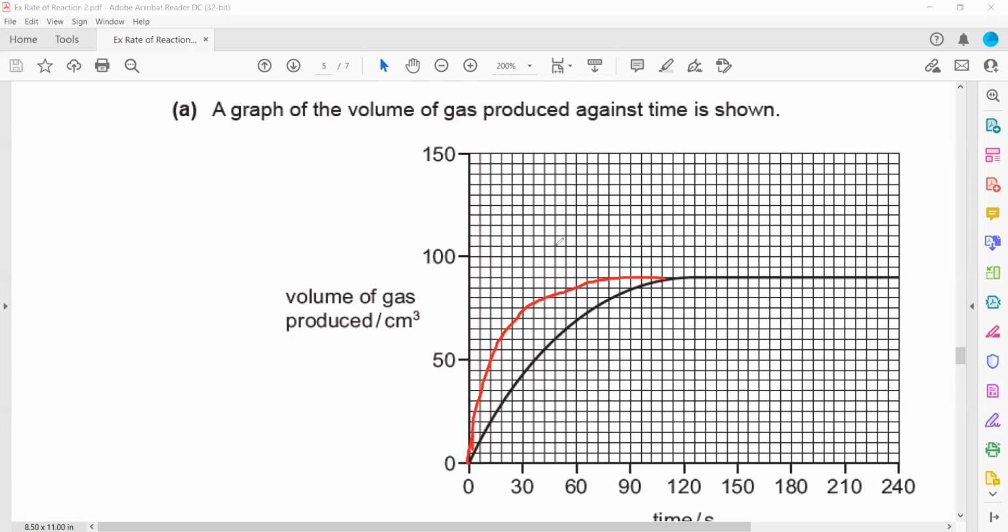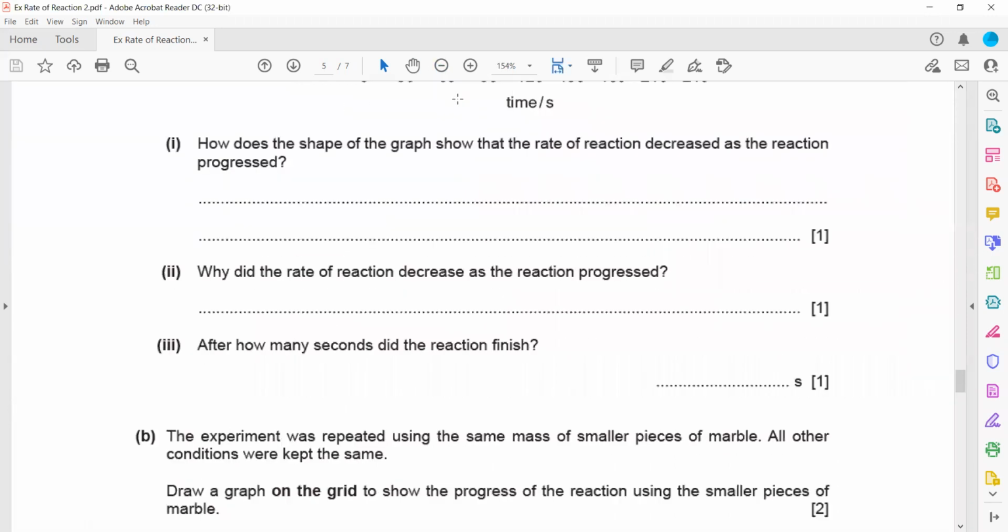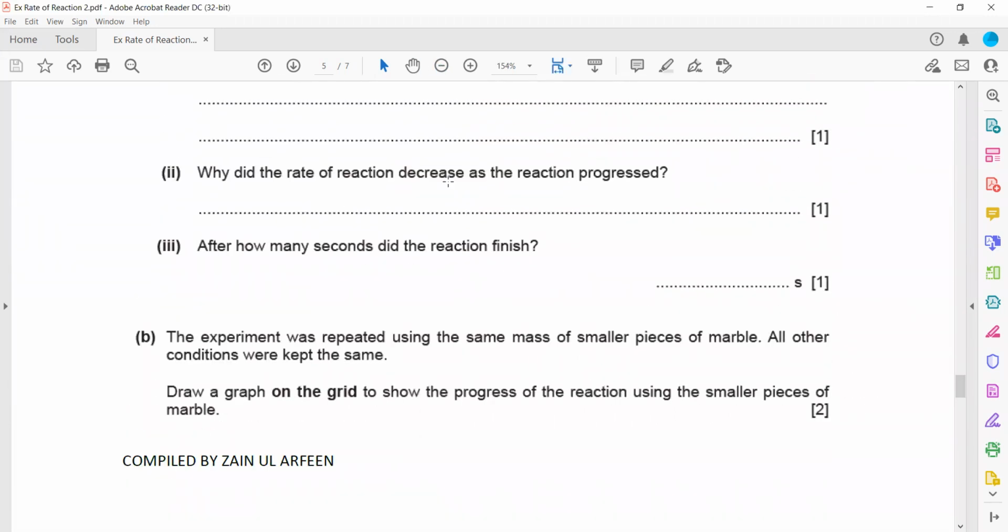So this will be the graph when we are using small marble chips, or a large surface area, or crushed or powdered form. Is this part clear, how we explain that the rate becomes faster as we are using a small particle size? Part B. Is it clear?